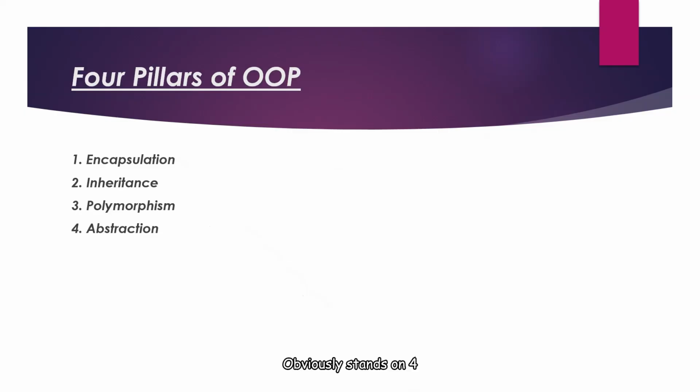OOP stands on 4 foundational pillars: encapsulation, inheritance, polymorphism, and abstraction. Each plays a key role in creating flexible, scalable, and maintainable systems.